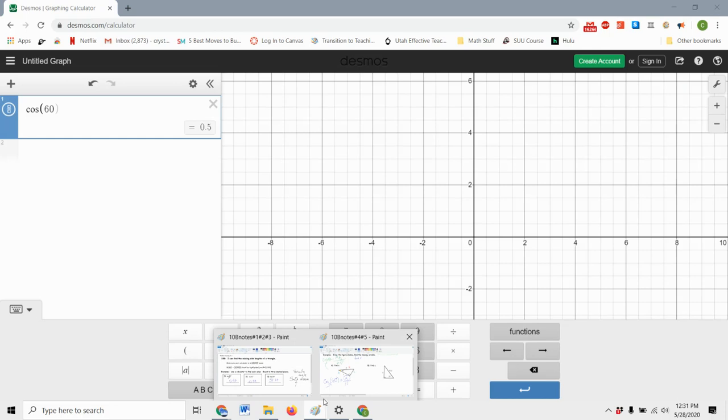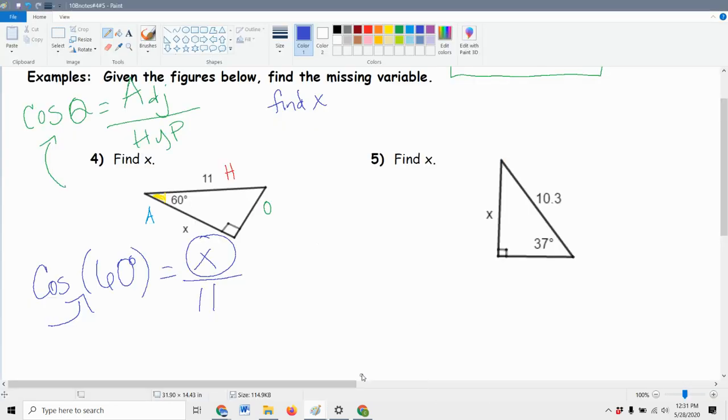So we'll go back to our problem set. Instead of writing cosine of 60 here, we found out what the value of that is. The value of that ends up being 0.5. And that still equals x over 11.